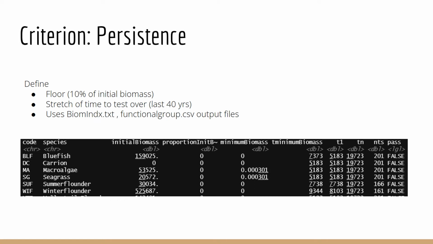So the beauty of this function is that it's very quick to run. It only relies on two files, the biomass index text file and the functional group CSV file. And because it runs fast, we can prioritize pretty quickly which species we want to focus on and fix for the next model run. So in this instance, let's take winter flounder since it fails the persistence criterion, and let's delve a little deeper.